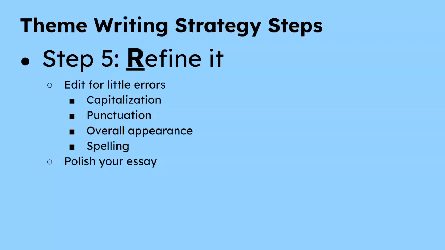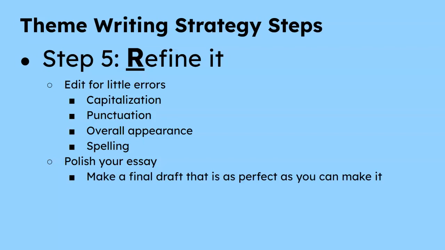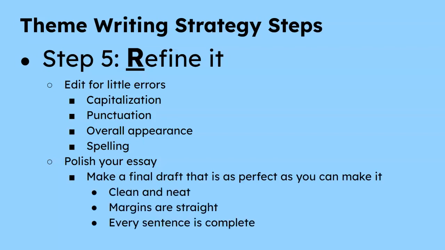This means that you can make a final draft that is as perfect as you can make it. If you have handwritten your draft, you will recopy it onto new pieces of paper. If you have written your draft on the computer, you will go back to that computer file and make changes in it that correspond to the changes you have written on your printed draft. So some things you can do to polish your essay include: make sure it is clean and neat, make sure the margins are straight, make sure every sentence is complete, and then read it over one last time.